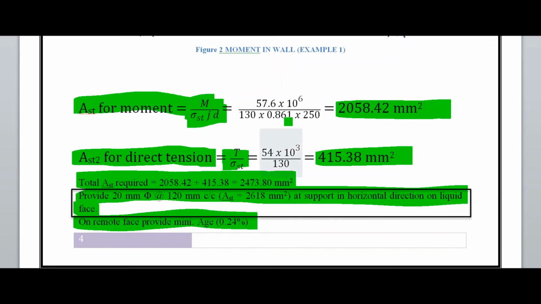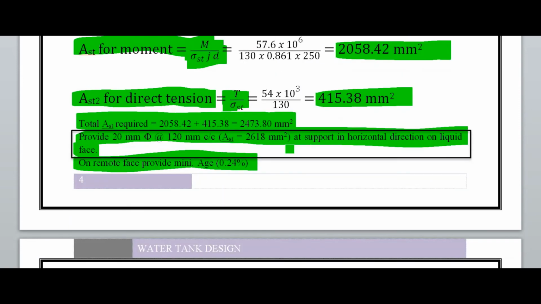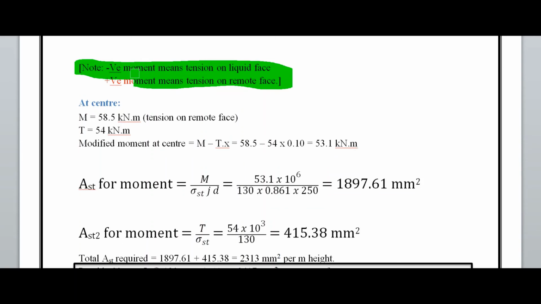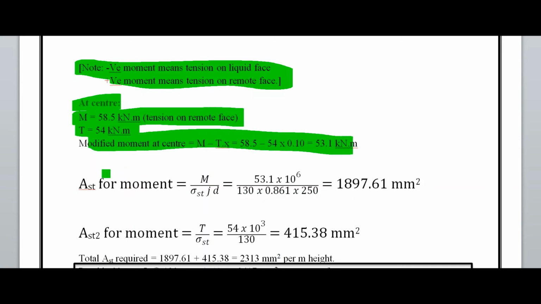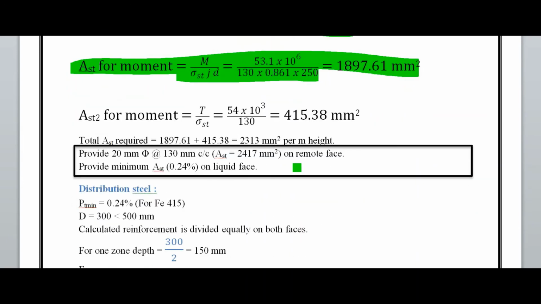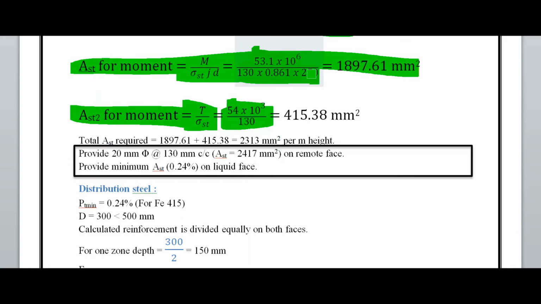On the remote phase, provide minimum AST 0.24%, right? Negative moment means a tension on the liquid phase at the center. Now we are going to provide at the center. So M is equal to 53, and again the same method as at the support, just a change in the moment. You can see here, the equation is the same, just a change in the moment, and then after that our long wall design is completed.